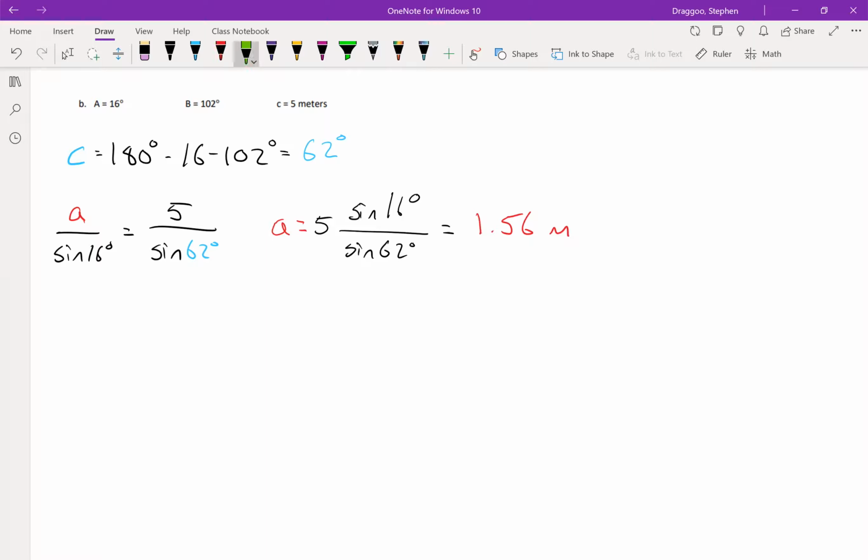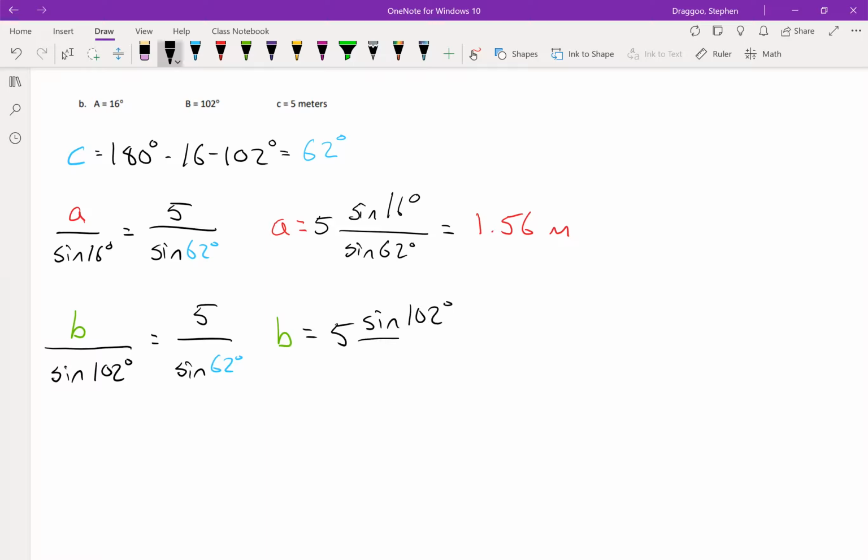Then to look for side B, do B over the sine of 102 degrees is equal to 5 over sine 62 degrees again. So B is equal to 5 sine 102 divided by sine 62. And that is equal to 5.54 meters.